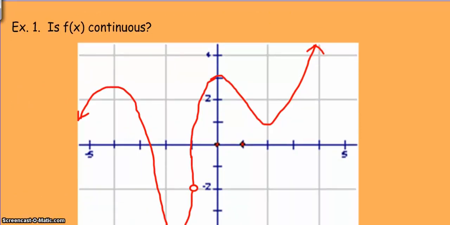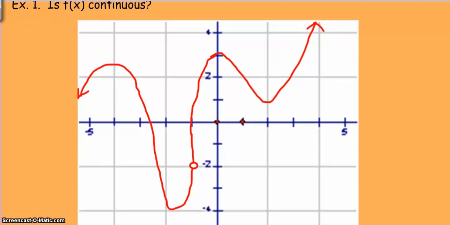So is f of x continuous? So think about the definition that we just talked about. Can you draw the function without picking up your pen or pencil? So take a minute, pause the video, and decide for yourself. All right, so welcome back. So can you draw this without picking up your pen or pencil?